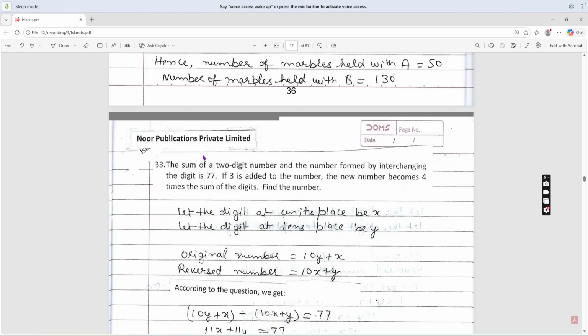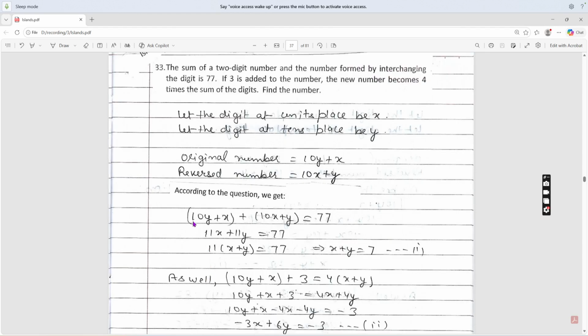Now, carefully see, it is written: the sum of a two-digit number and the number formed by interchanging the digits is 77. It stands for the sign of equality, and it is the sum of the two-digit number. What is the first number? That is the original number, 10y plus x. What is the number which we are obtaining after reversing the digits? That is 10x plus y. So (10y plus x) plus (10x plus y) is equal to 77. Now we are going to open all the brackets.